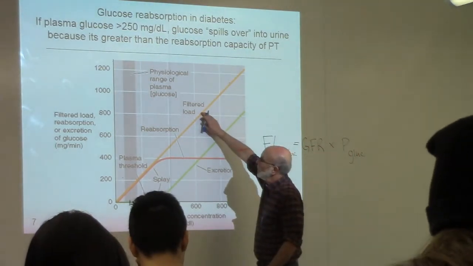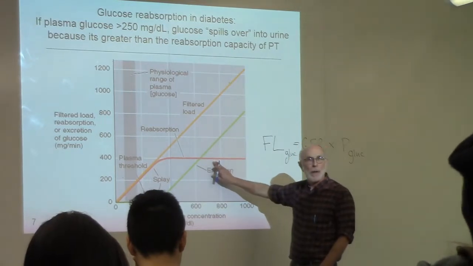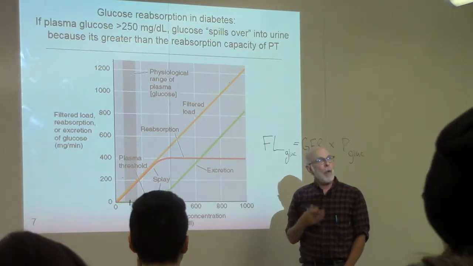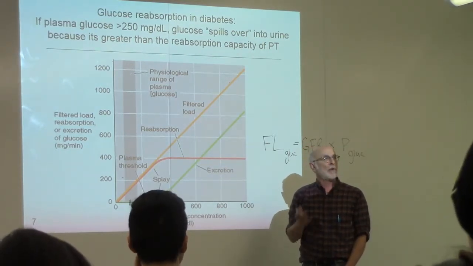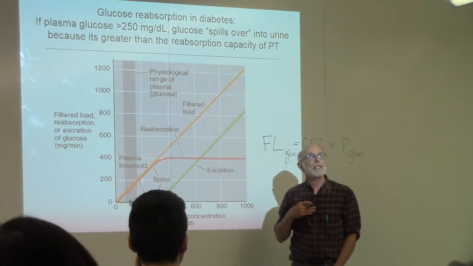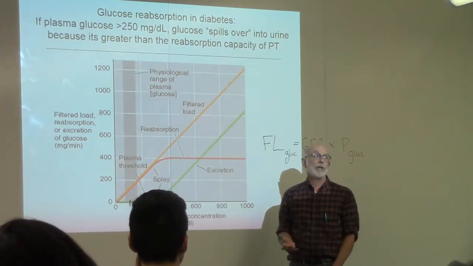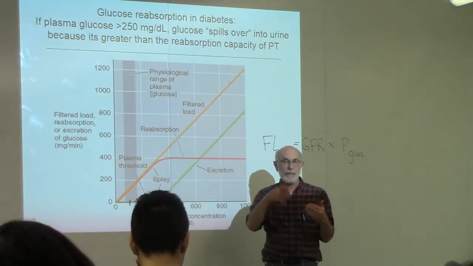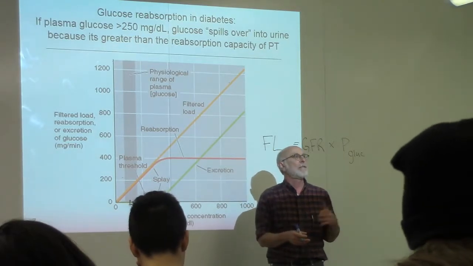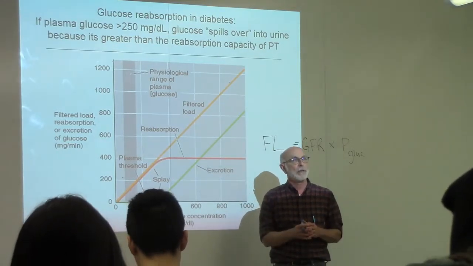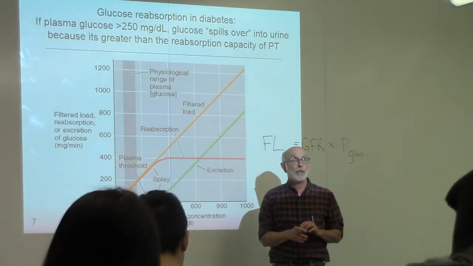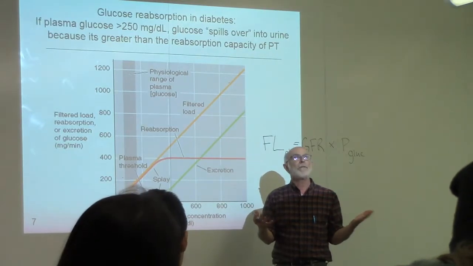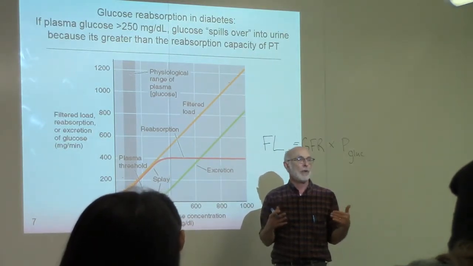Filtered load. Reabsorption. Here's the point. Remember, the proximal tubule is the only part of the nephron that reabsorbs glucose. If the glucose gets past the proximal tubule, it gets to the urine. And the point is, the proximal tubule has a limited capacity. It's got a limited length, and it's got a limited expression of the GLUT transporters as well as the SGLT transporters. It can't pump all the glucose if the glucose concentration in the tubule is too high.